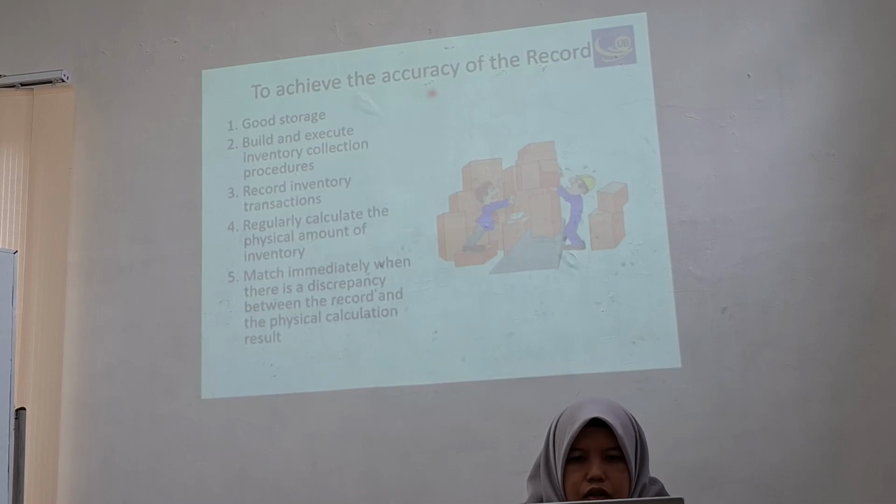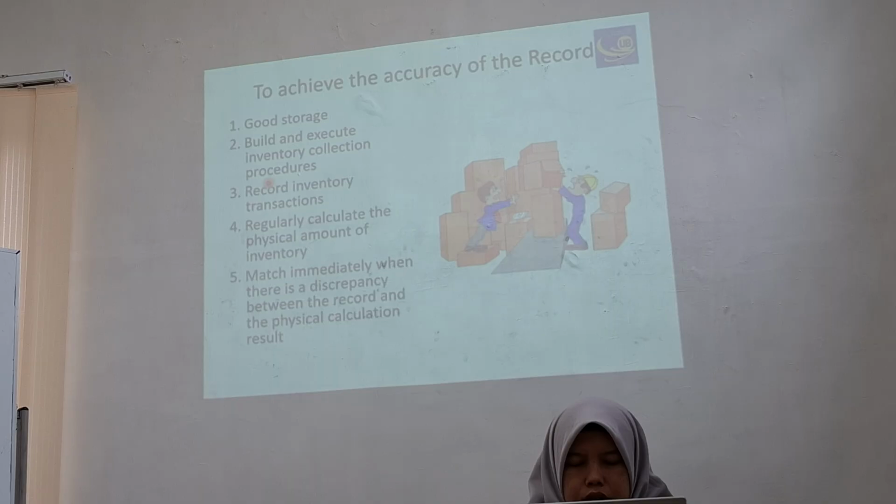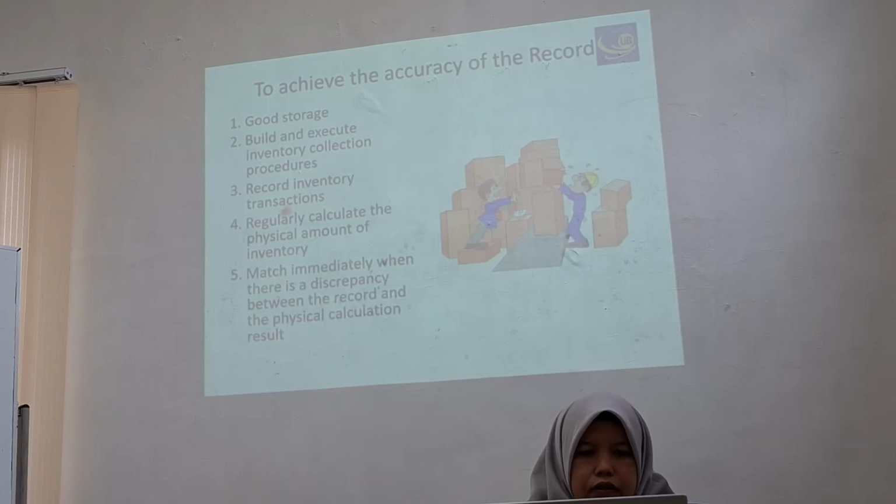To achieve the accuracy of the record, there are 5 points about storage in the warehouse. For the first, there must be good storage, and a quick, executable inventory collection procedure. Second, there is an SOP to send or pick up the product or material. Third, record the inventory transaction every time, every day, to update the quantity.